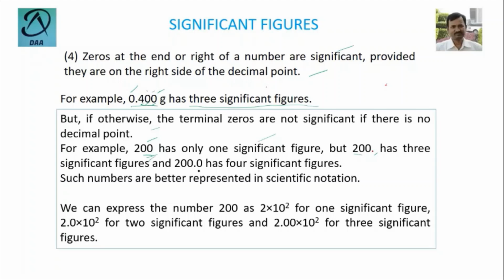So why did I put the dot? You will see now 200.0, from the above rules. If you follow them, you will find that it has 4 significant figures. That means these zeros are before the decimal point, and after the decimal point 0 is there. So all 3 zeros will be accountable as significant figures. So 200.0 has 4 significant figures: 1, 2, 3, 4.